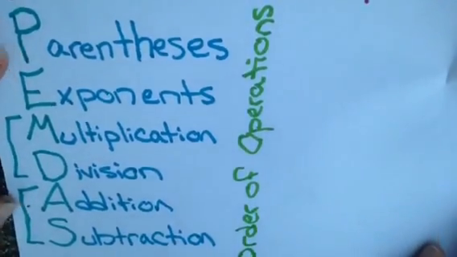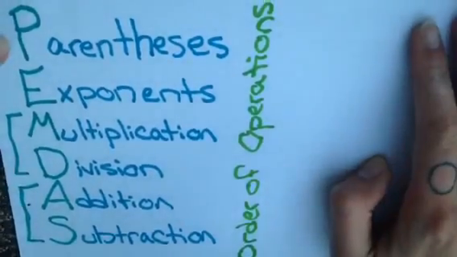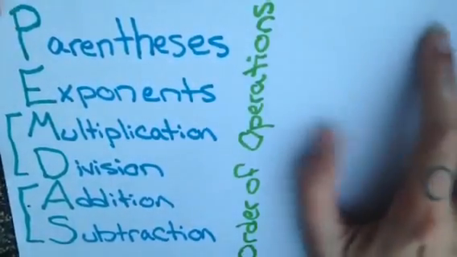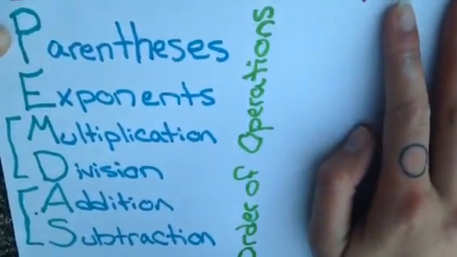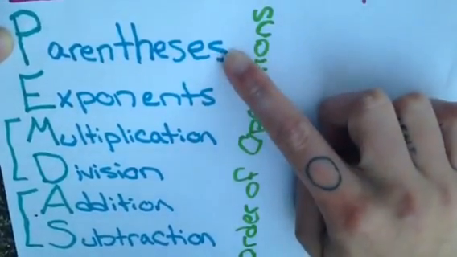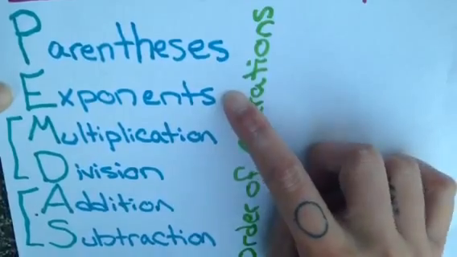The order of operations tells us when to perform certain operations in multi-step problems. You can remember the order by thinking PEMDAS. P stands for parentheses. First you solve anything inside parentheses. E stands for exponents. Second, you look for exponents and solve those.